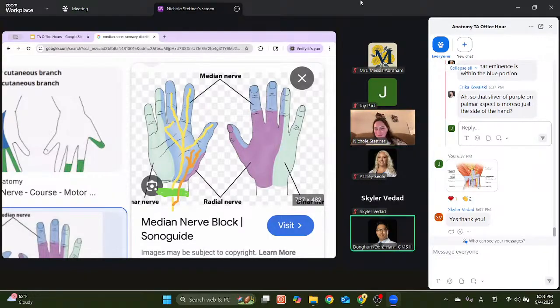Also, there's a picture of the palmar branch of the median nerve in the chat box, so make sure to check it. Yay, thank you. That's what you guys need, a real one, not one I just uncovered from my brain. But your drawing is great, thank you so much.